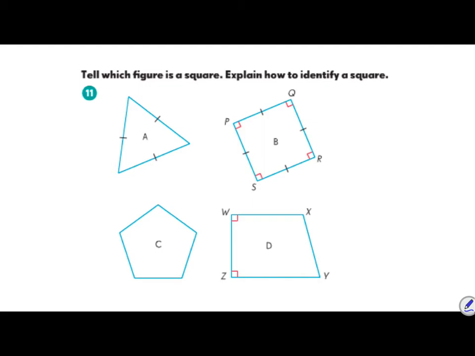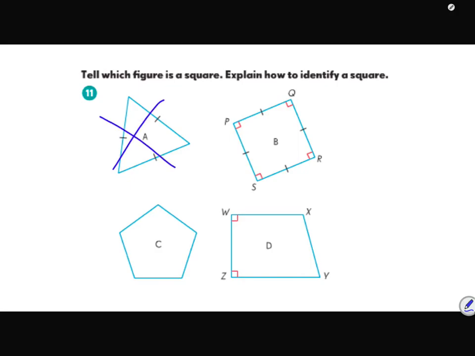This one says tell which figure is a square. Explain how to identify a square. Well, A is not a square. It's a triangle because it has 3 sides. It would be an equilateral triangle because I see that it has tick marks on each side. This one right here, B, is a square because I can see the tick marks. It has 4 sides of the same length, opposite sides parallel, and 4 right angles.